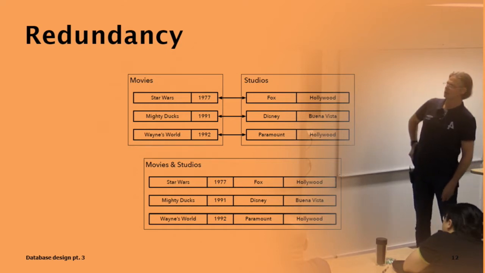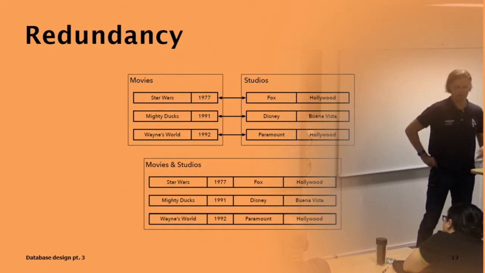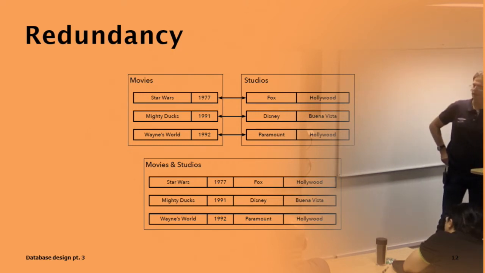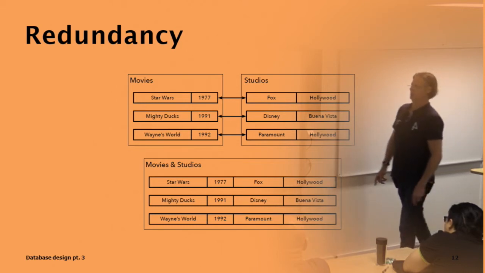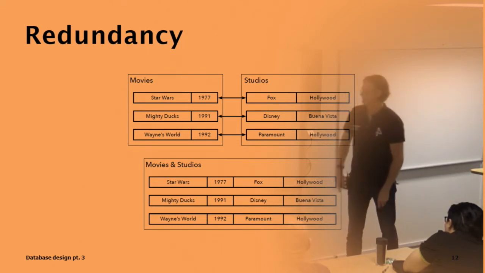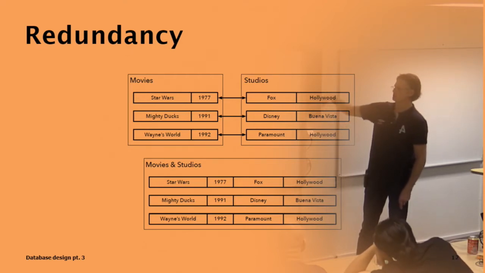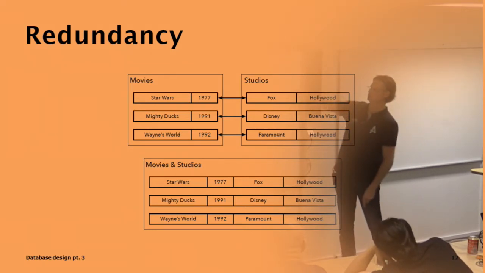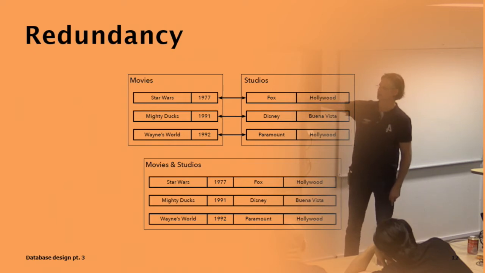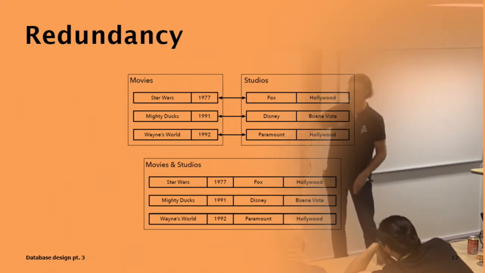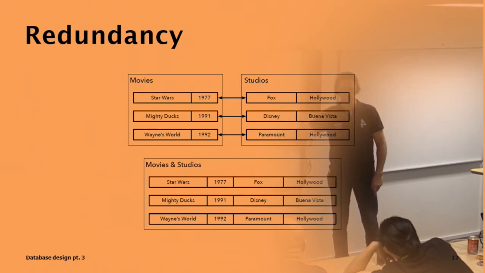So the top one is the one that is more correct, and the lower one is the intermixed one, where you have the movies and the studio mixed. So that might not be a problem at this point, because you just have one instance of the Star Wars to the studio, and Mighty Ducks to the other studio, and Wayne's World to the Paramount studio. So if you are changing things here and creating a redundant entity, that is not a problem.